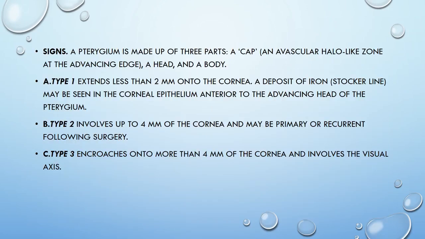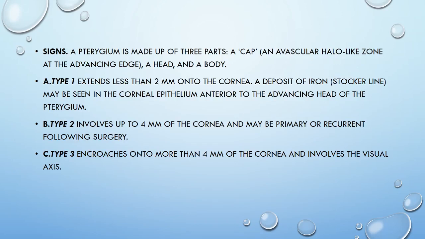Signs. A pterygium is made up of three parts: a cap, an avascular, halo-like zone at the advancing edge, a head, and a body. There are three types of pterygium. Type 1 extends less than 2 mm onto the cornea. A deposit of iron may be seen in the corneal epithelium anterior to the advancing head, called Stocker line. Type 2 involves up to 4 mm of the cornea. Type 3 involves more than 4 mm of the cornea and involves the visual axis.